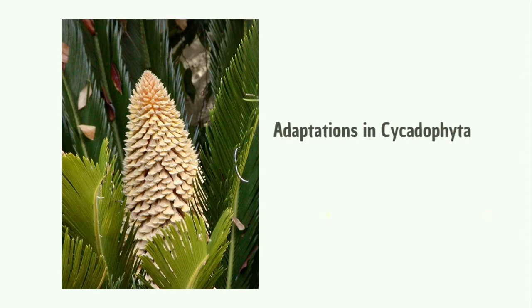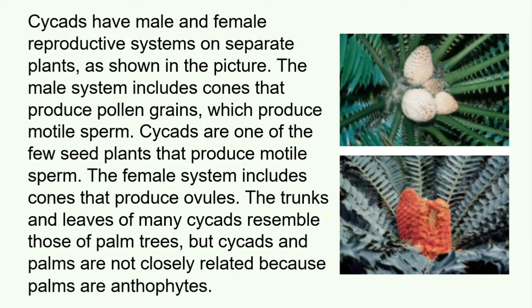Adaptations in Cycadophyta. Cycads have male and female reproductive systems on separate plants, as shown in the picture. The male system includes cones that produce pollen grains, which produce motile sperm. Cycads are one of the few seed plants that produce motile sperm. The female system includes cones that produce ovules. The trunks and leaves of many cycads resemble those of palm trees, but cycads and palms are not closely related because palms are anthophytes.